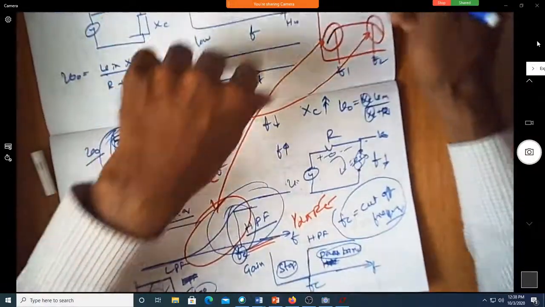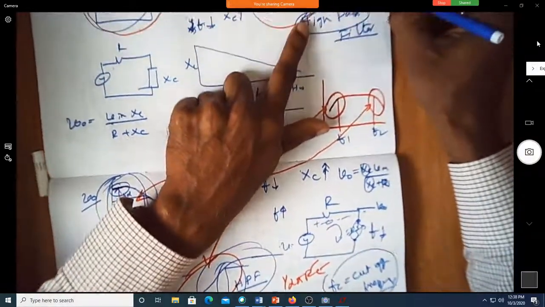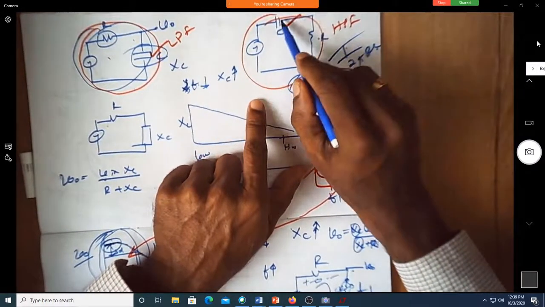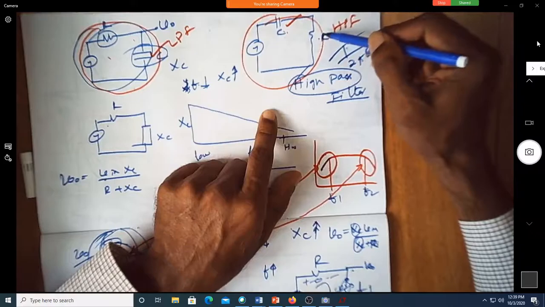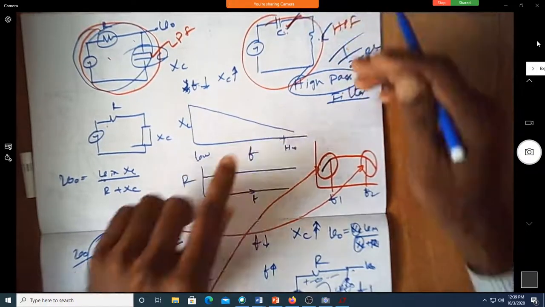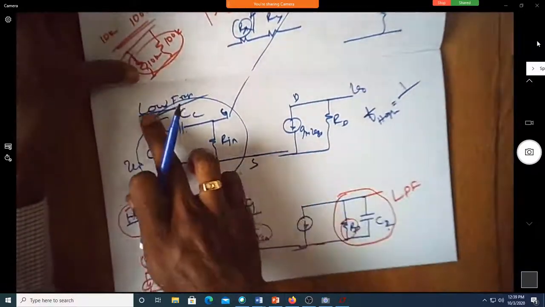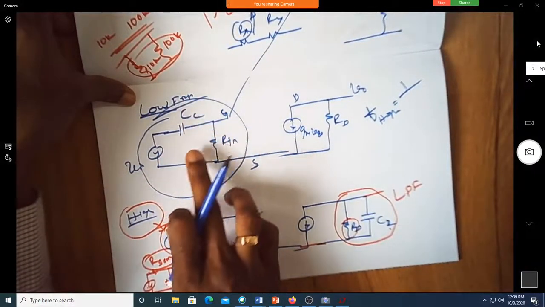I think I wrote it as 1 over 2 pi RC. See here, 1 over 2 pi RC is the cutoff frequency. What is the R? It is this R. What is C? It is this C. So coming to this circuit, at low frequency it acts like a high pass filter.